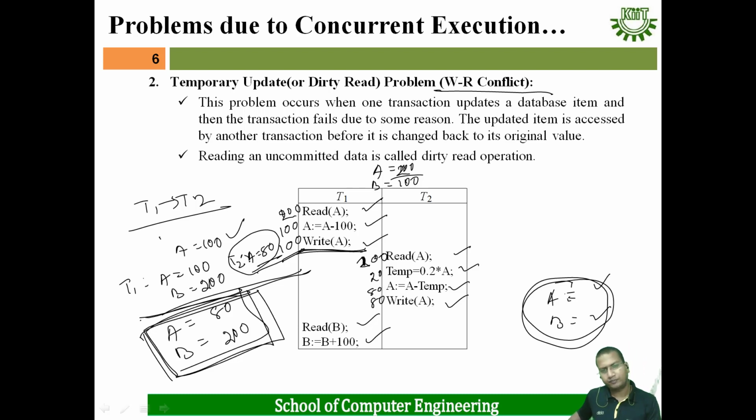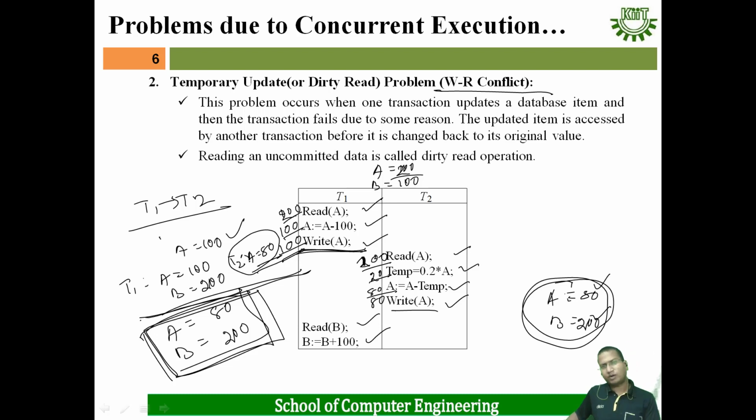Now we will see, suppose concurrent execution of T1 and T2 happens. If we concurrently execute these two transactions, what will be the value? Suppose initially it reads A, that means 200, A is equal to A minus 100, that means 100, write A means 100. Then it reads the value 100, then temp will be 20, then A is equal to A minus 20, that means 80, then write A means 80. That means the A value will be 80 and the B value will be 200.